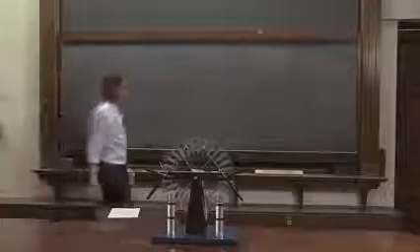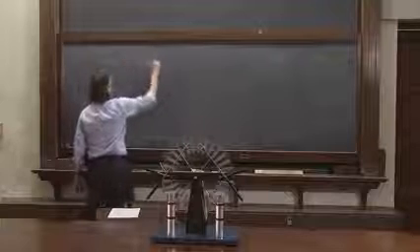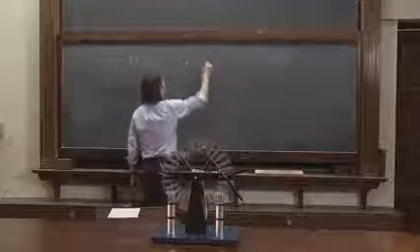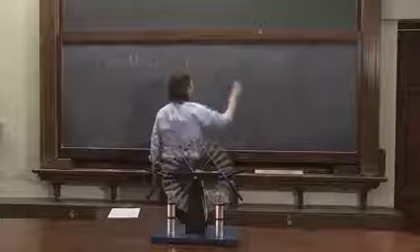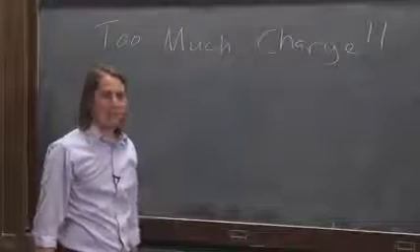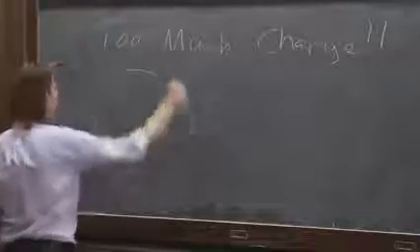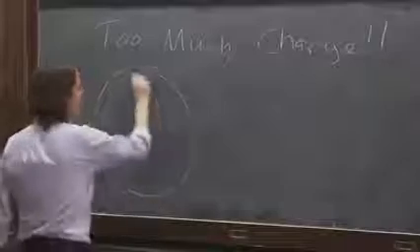Our final topic is what happens when you have too much charge. You can't charge something up forever. Eventually, something is going to give. So let's imagine we have just a curved conductor, and we put some charge on it.